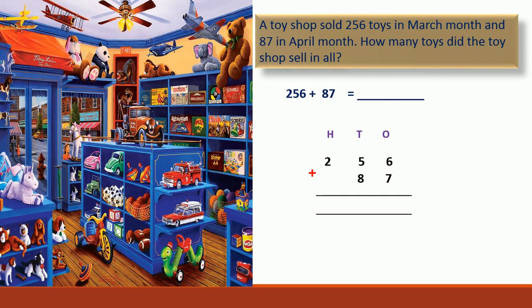13 is greater than 9. 13 is a 2-digit number also, right? When we get a 2-digit number here, we cannot write it directly. What do we have to do here? Yes. From the 13, only the ones place, that is 3 ones, should be written below the ones place.